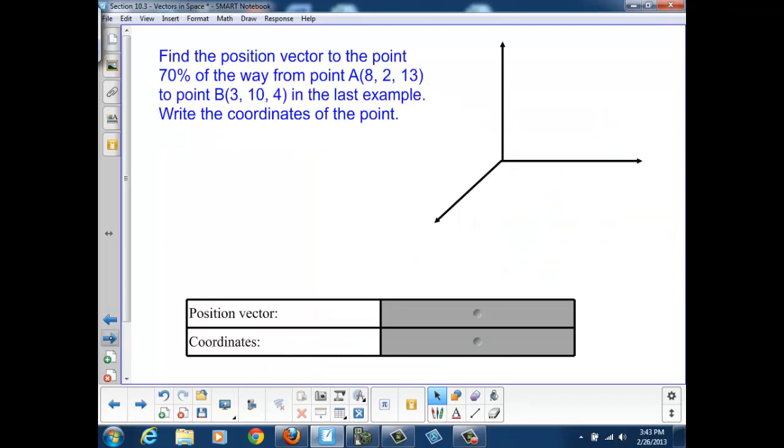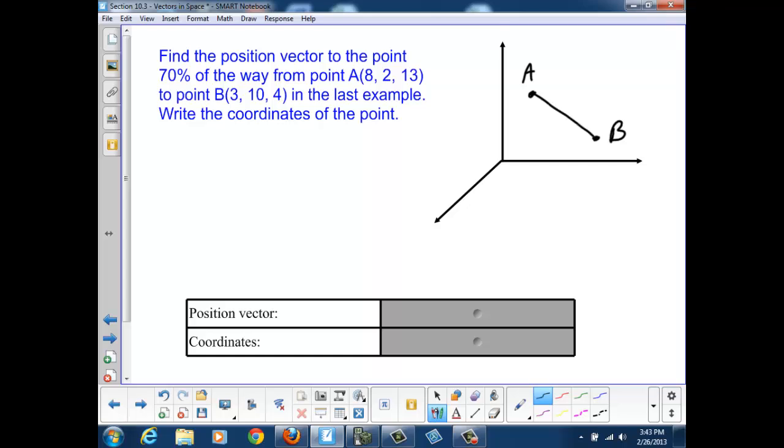All right. Finally, let's find the position vector to the point 70% of the way from point A, (8, 2, 13), to point B, (3, 10, 4), in the last example. So again, if we're going to find that vector that's partially along the path between A and B, we're going to take the same approach we took in the last section, where we figure out where point A is. So (8, 2, 13), let's say point A is right around here. And point B, (3, 10, 4), let's say point B is there. So point A and point B.